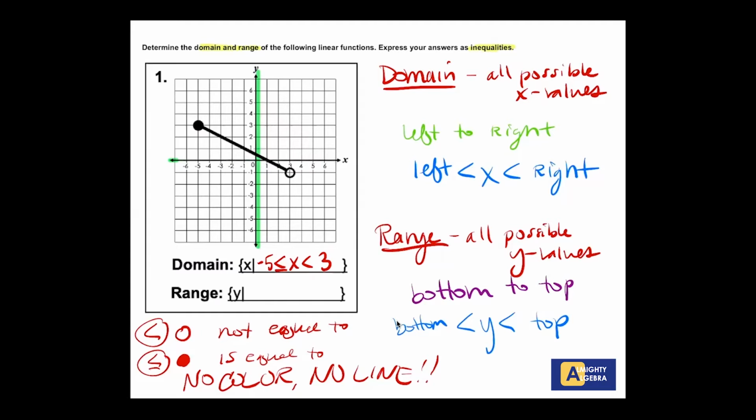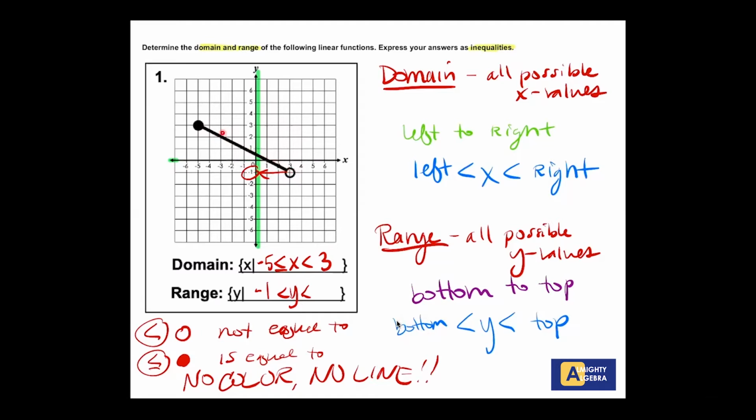Start your answer with the y in the middle and put the symbols around it. Remember that range goes from bottom to top. So here's my line segment. This is the bottommost point. I'm going to trace that point over to the y-axis, and I'm at -1. So -1 goes here because that is where the bottom number goes. The bottom is at -1 on the y-axis.